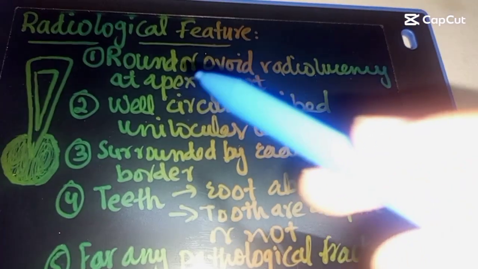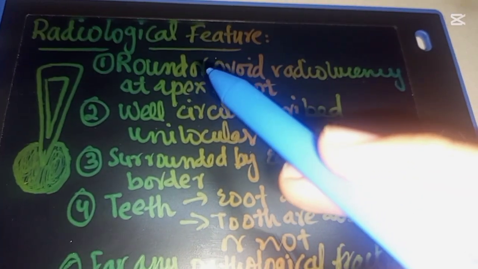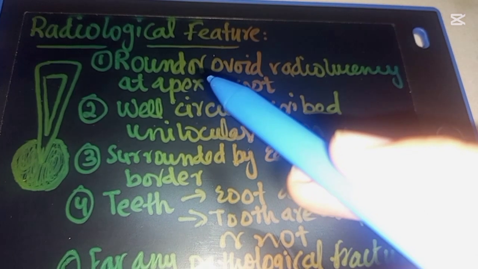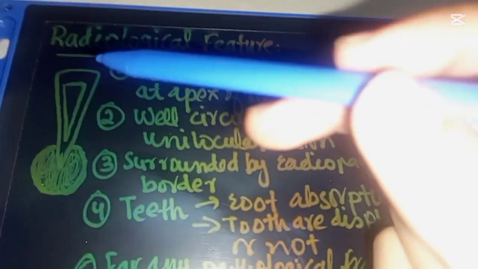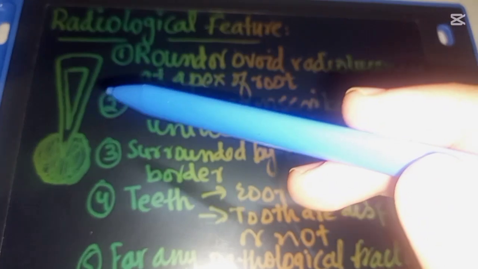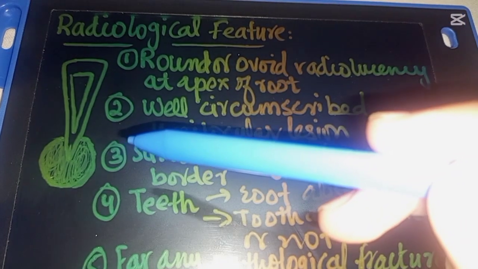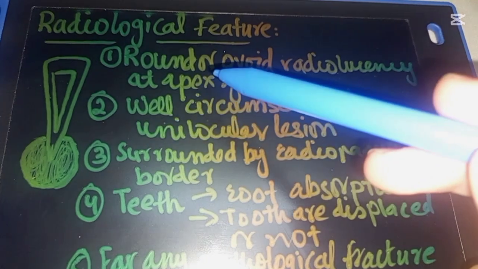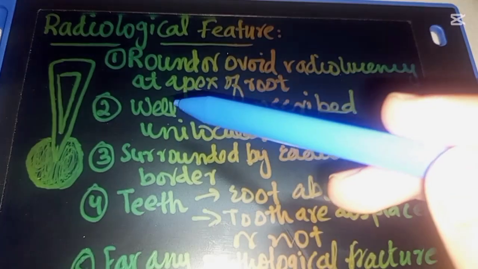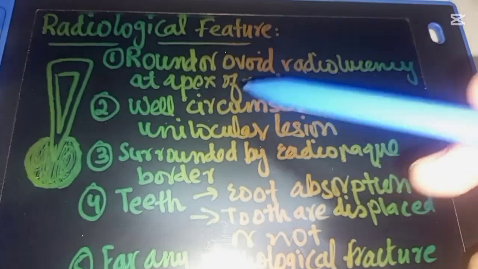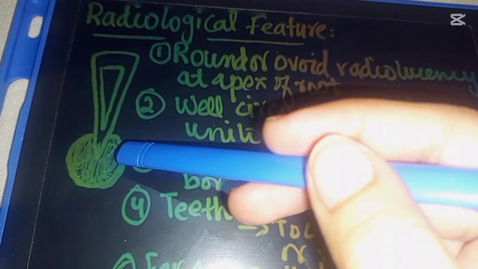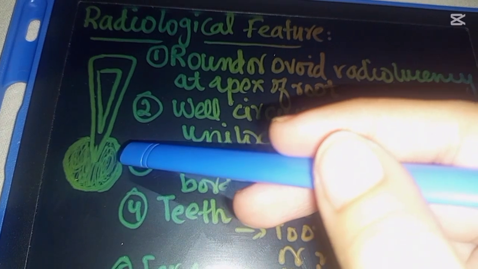Now we are starting with the radiological features of the radicular cyst. Let's start. Bismillahirrahmanirrahim. Okay, so when you see the radicular cyst radiologically, how will it be represented to you? It will be a round ovate radiolucency at the apex of the root. You can see that this is basically a round ovate radiolucency.